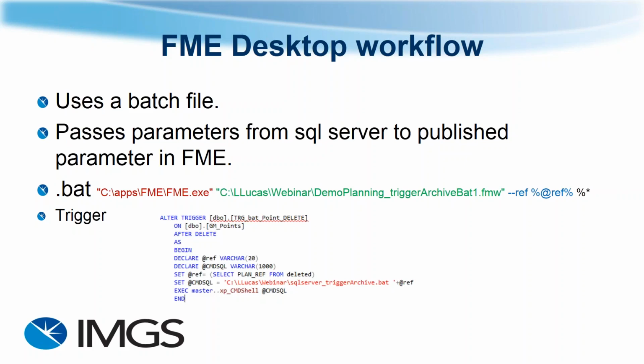So what we're doing now is we've got a trigger here. As you can see, my published parameter is referenced here. This is my batch file that contains this string here. And then we're just executing the command shell to run the batch file. The whole point of these triggers is that the minute the change happens, they're set off from the database. So it's that instant workflow.